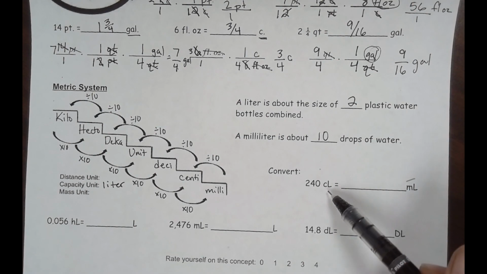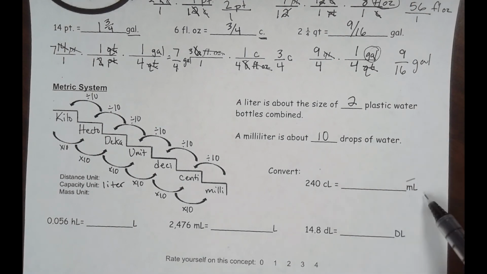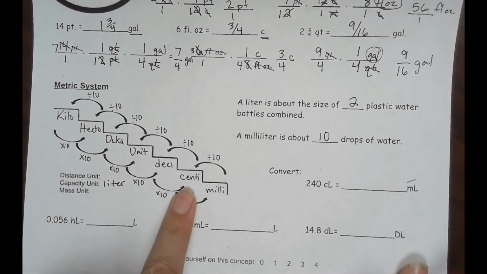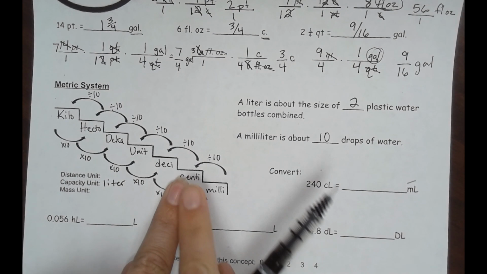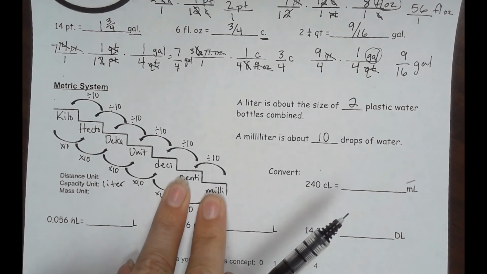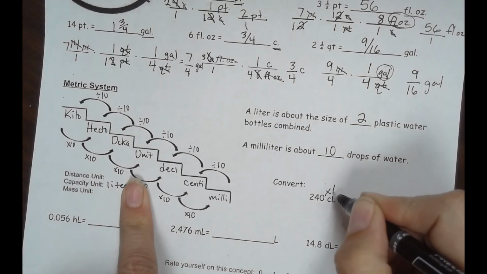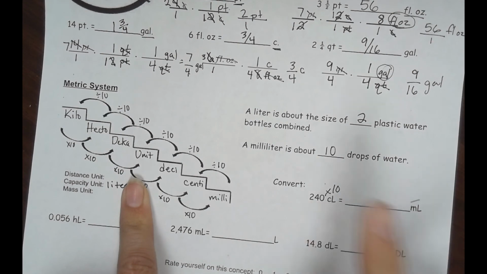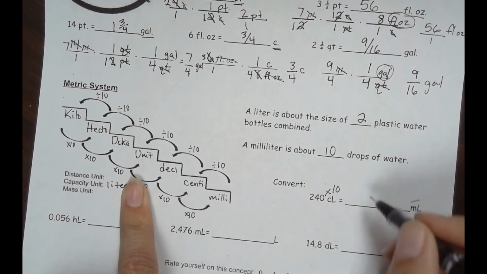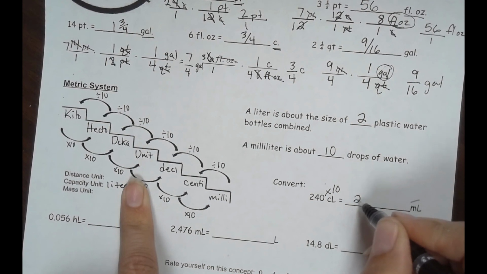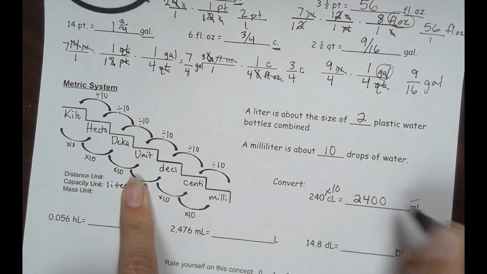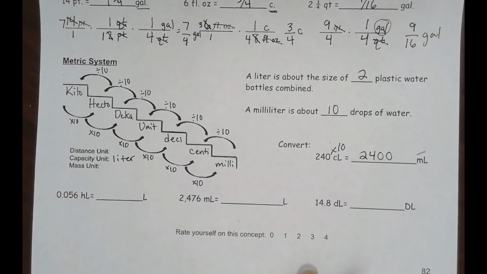So if I'm going from centiliters to milliliters, I'm going down 1 step. Because I'm going down, I've got to multiply it by 10. So I'm going to times it by 10. Okay, remember when you times by 10, you can just move the decimal once to the right and make it a bigger number. So this would be 2,400 milliliters is the same as 240 centiliters.